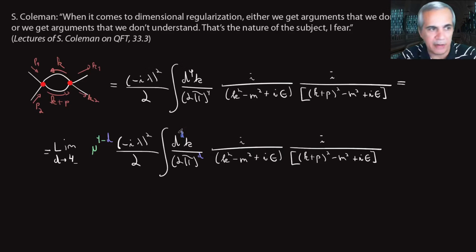One is the regulator, which is d. D here is the regulator. And another one is mu, which is an arbitrary mass scale. To see the job of this mu more explicitly, let's take a look at the dimensions.